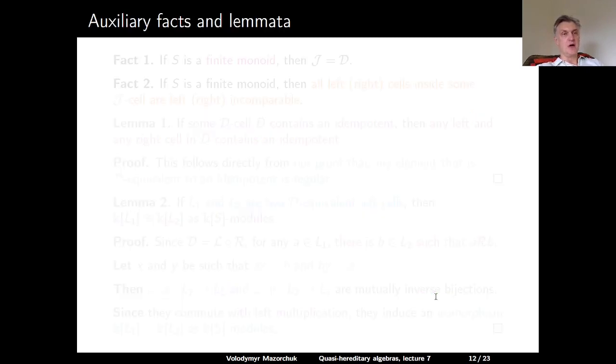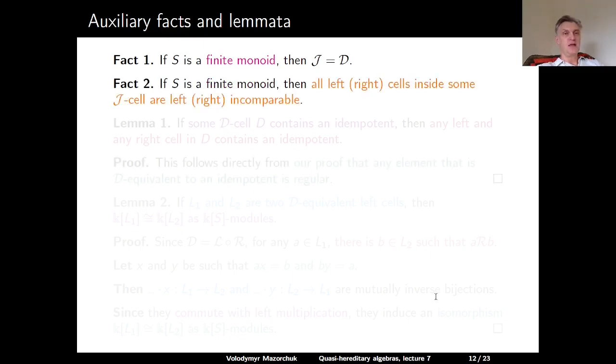Now let us list some auxiliary facts and lemmata. Fact 1. If S is a finite monoid, then the Green's relations J and D coincide. Fact 2. If S is a finite monoid, then all left cells inside some fixed two-sided cell are left incomparable. And similarly, all right cells inside some fixed two-sided cell are right incomparable.